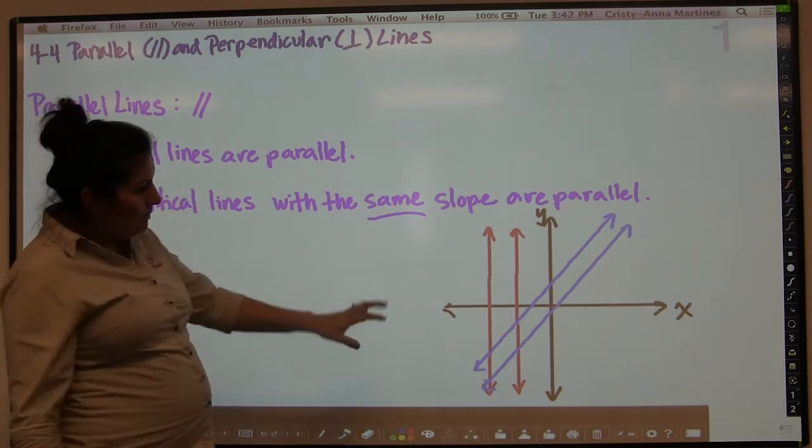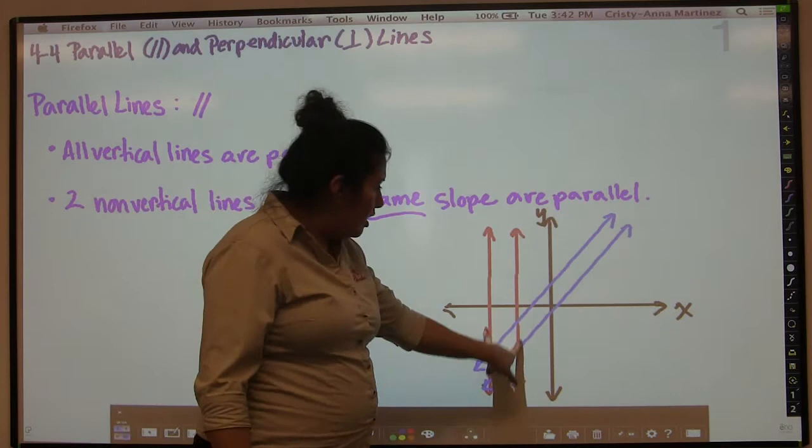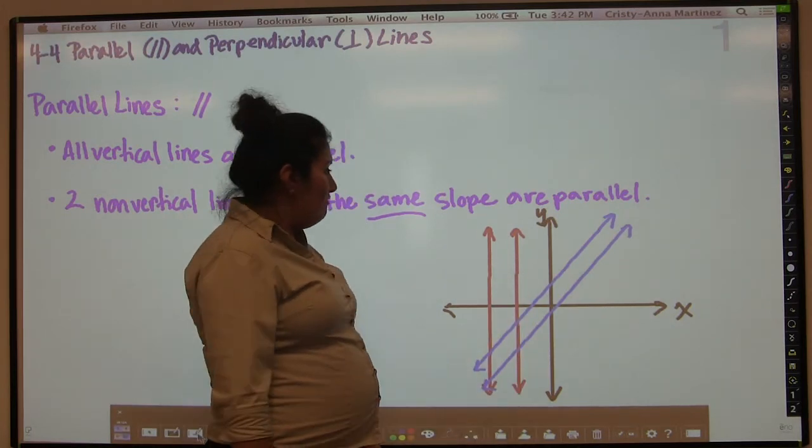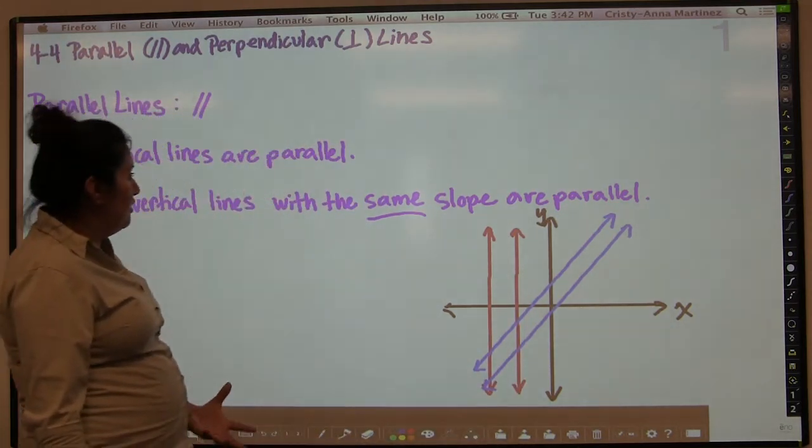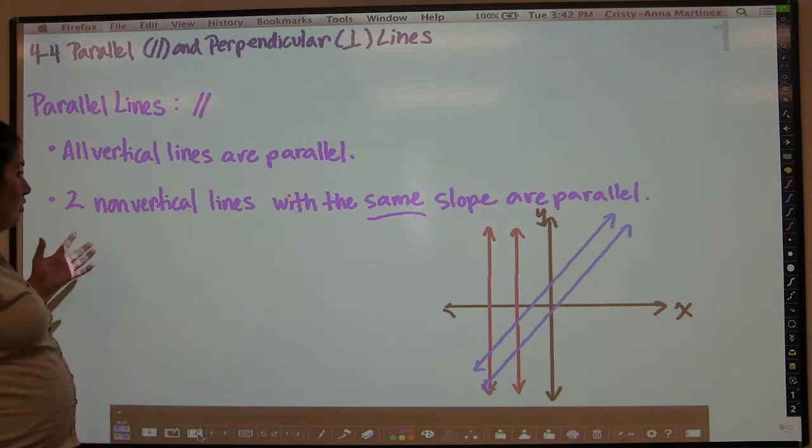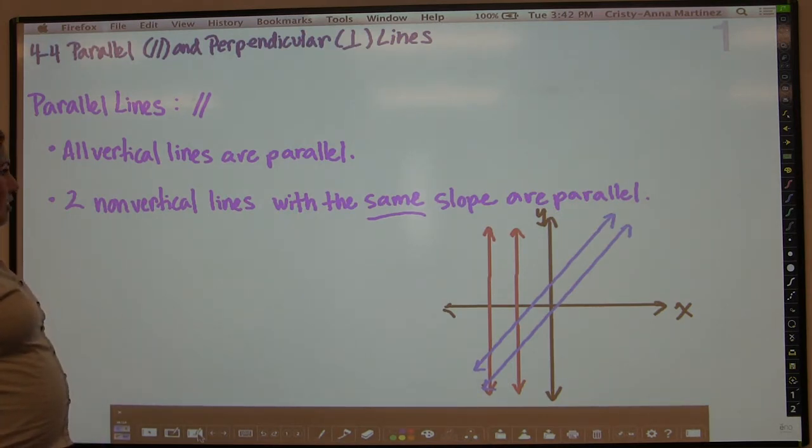So I have an example here in my diagram of these salmon colored lines. They're vertical lines, and they would be parallel to each other automatically because they're vertical. So all vertical lines are parallel to each other.